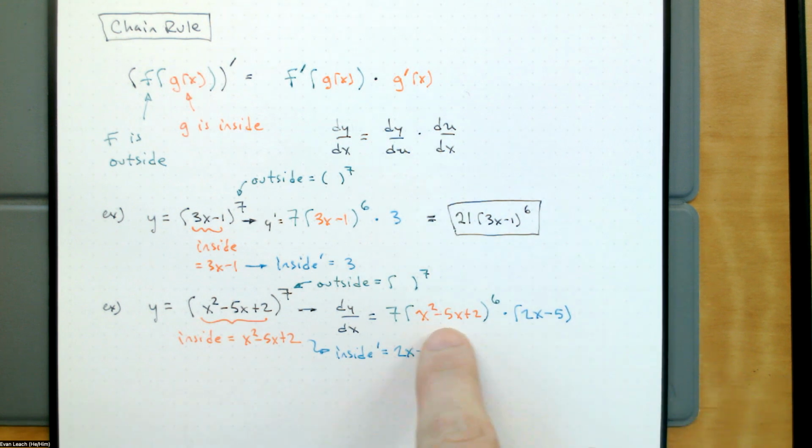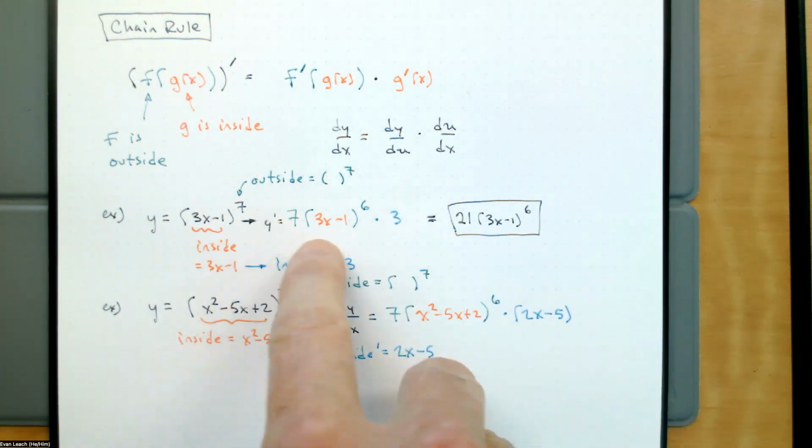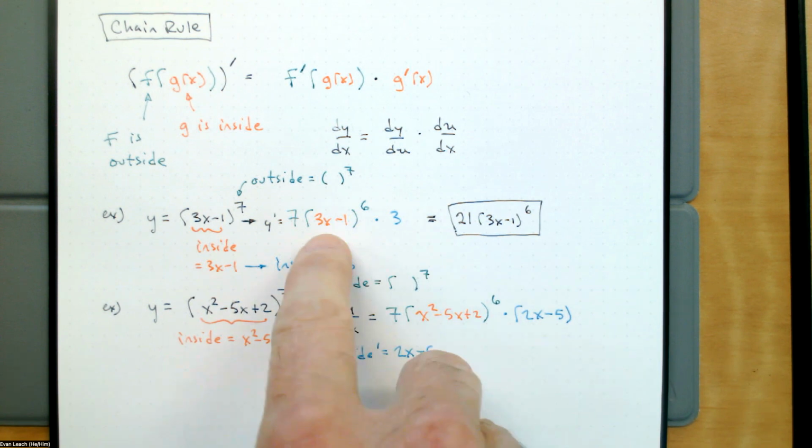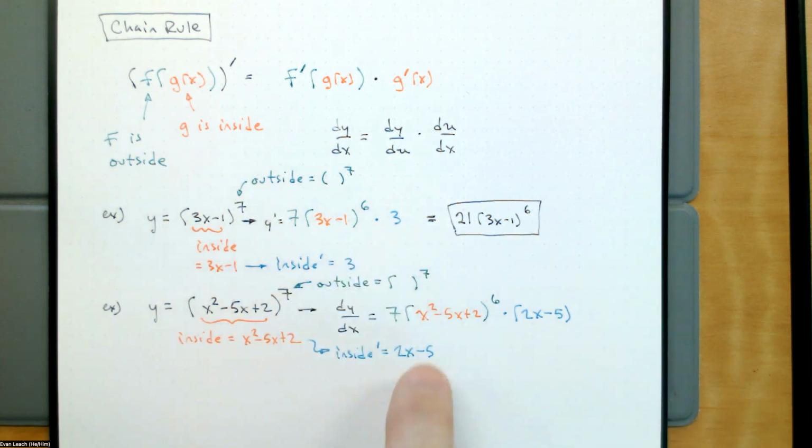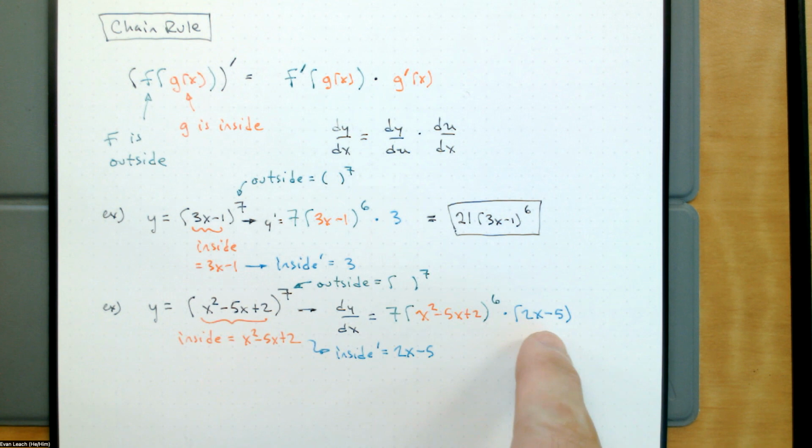So we multiply by the derivative of what's in here. So 7 times 3x minus 1 to the 6th times the derivative of 3x minus 1, which is just 3. In the second one, the inside was x squared minus 5x plus 2, so the derivative of that is 2x minus 5. We multiply by the derivative of the inside. Any questions? It happens every time. I'm just kidding.